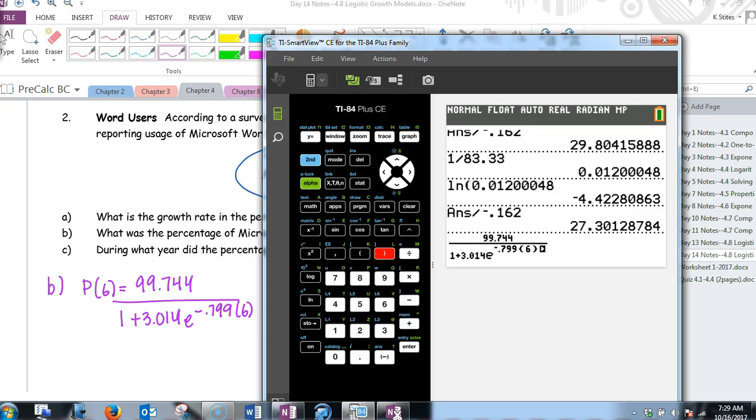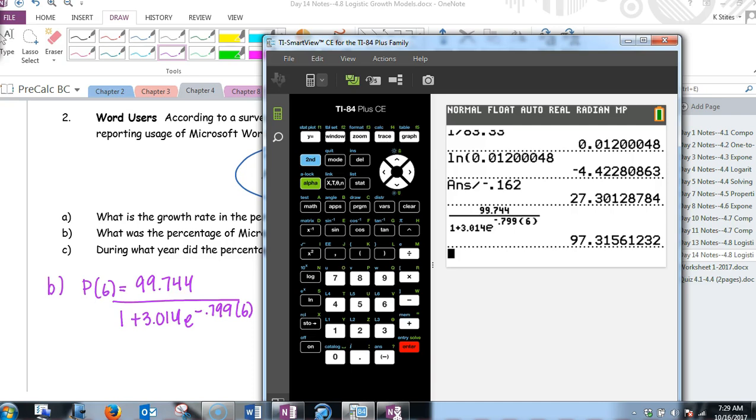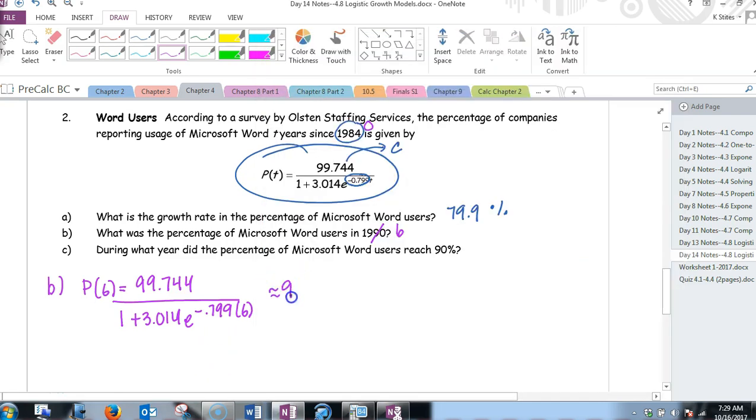If you mess up typing in one number, then obviously the rest of it's going to be wrong. Okay, I'm going to look at it. Does that look right? I think so. Okay, so this is 97.316%. So that's the percentage of Microsoft Word users in 1990.